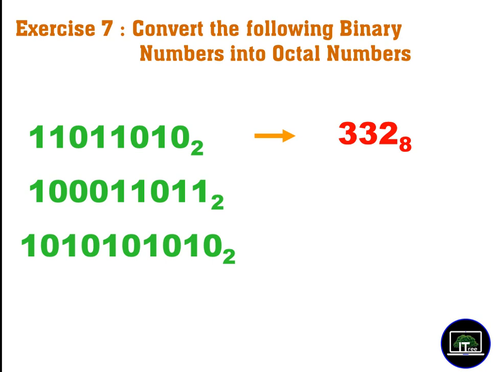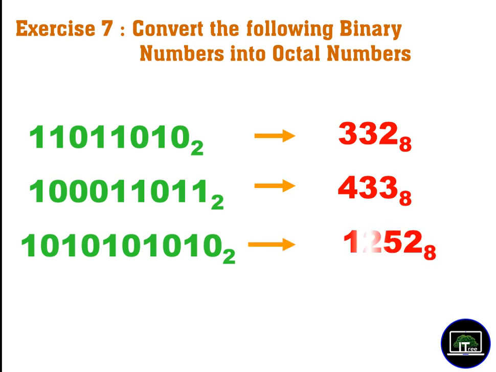Second one: 1, 3 zeros, 1, 1, 0, 2 ones. It is 4, 3, 3. Last one. It is 1, 2, 5, 2. Okay, we go for the next one.